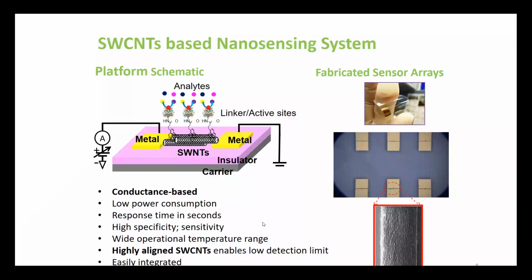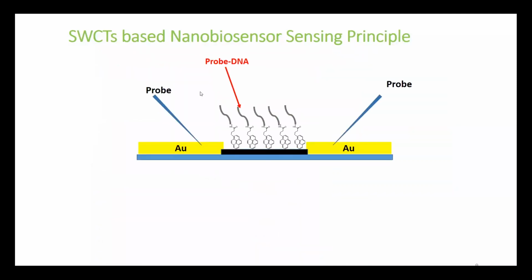So we have a highly aligned carbon nanotube bridge between these two gold electrodes. It enables a low detection limit, because we have a dense carbon nanotube bridge, and the carbon nanotube bridge has a three-dimensional shape. So think about all around the carbon nanotube bridge, we have attached our biorecognition molecules. Because of this high density sensing surface, we can achieve a low limit of detection. This is the basis of our sensing principle.